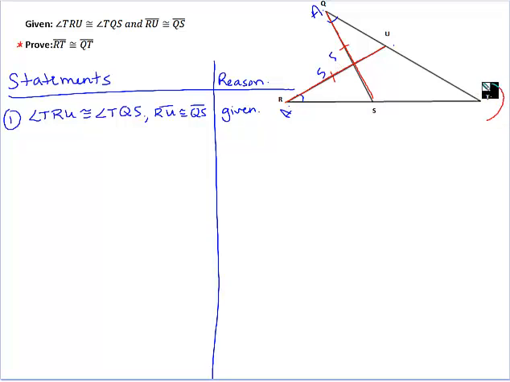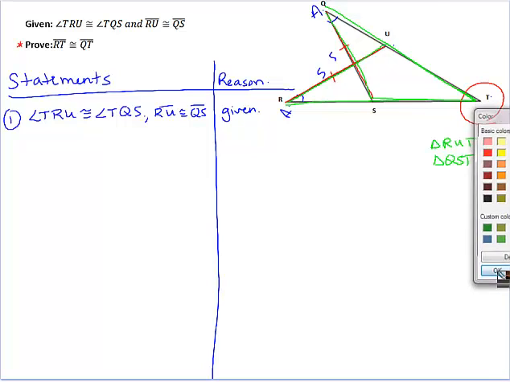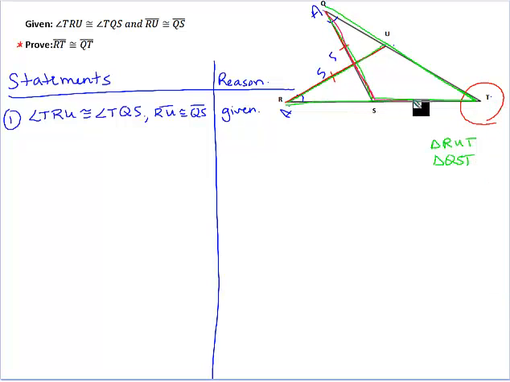notice we have both triangles sharing angle T. Let's highlight the two triangles. There is triangle RUT. It's sharing angle T. Our other triangle is QST. And I'll put that one in a different color so you can see the difference a little bit better. So I'll put that one there in pink. Notice they both share angle T.